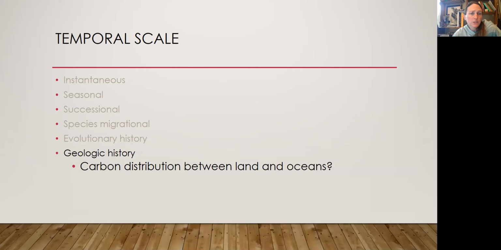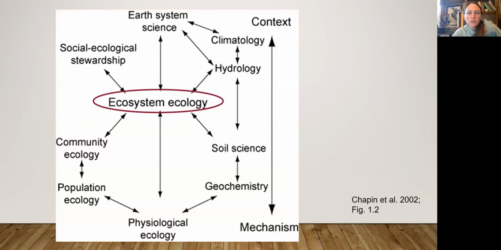And then you can ask questions at the geologic history scale. So how has carbon distribution changed between lands and oceans throughout geologic time? And these questions are really big. So ecosystem ecology, similar to ecology in general, is a very interdisciplinary study. It involves a lot of earth science and climatology and hydrology, a lot of soil science and geochemistry, along with some community ecology, population ecology, and physiology. And then, of course, there are always ties into social and ecological stewardship questions and sustainability.